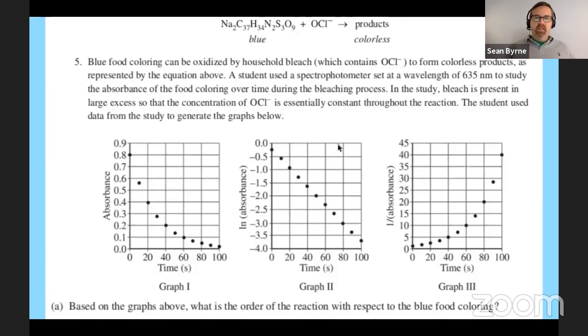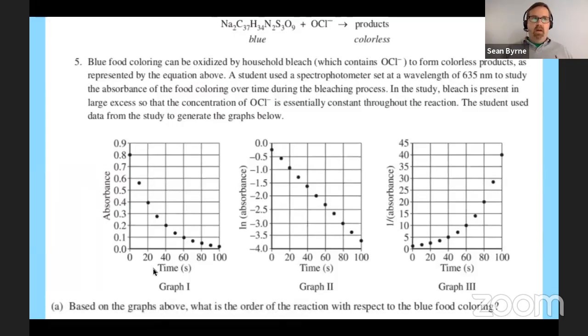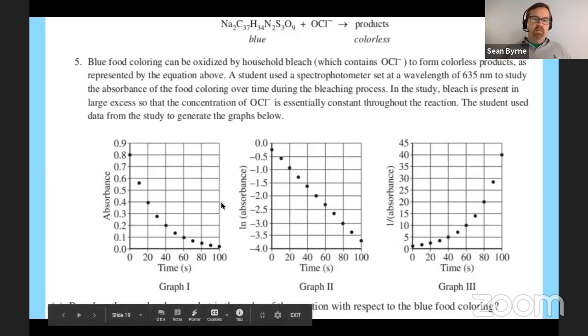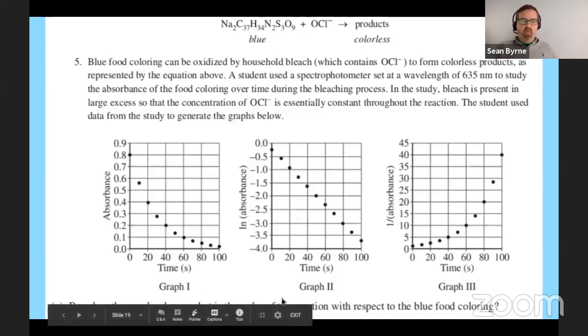What I really liked about this is that we brought in some of our spectrophotometry, okay? And so what we remember, again, go back and check out your earlier lesson about spectrophotometry, is that absorbance and concentration are considered proportional to one another. So we have, this is measured in absorbance, the natural log of absorbance and the inverse of absorbance, but we can use those as stand-ins for concentration, natural log of concentration and inverse of concentration, because that's how spectrophotometry works. Okay, well, I'll go back to that in a minute. So based on the above, what is the order of the reaction with respect to the blue food coloring?